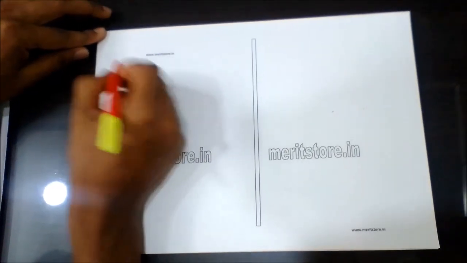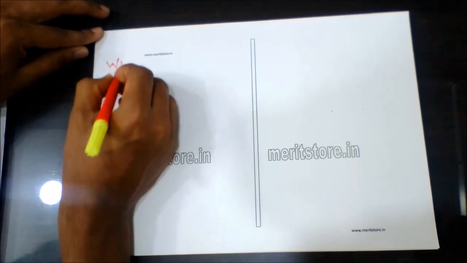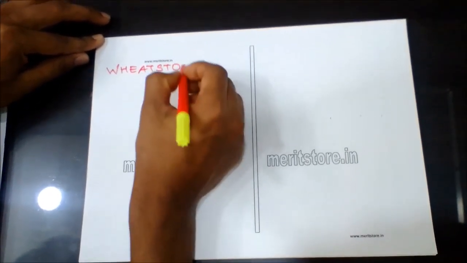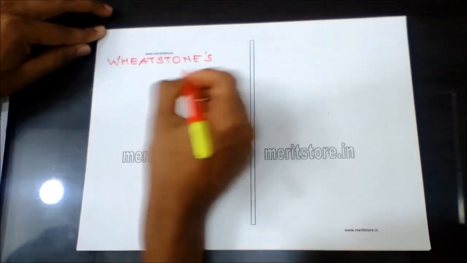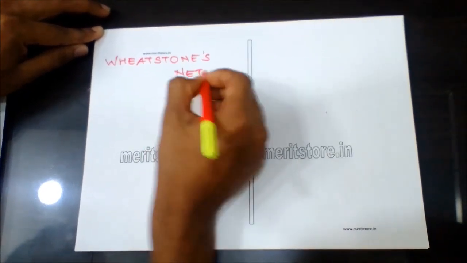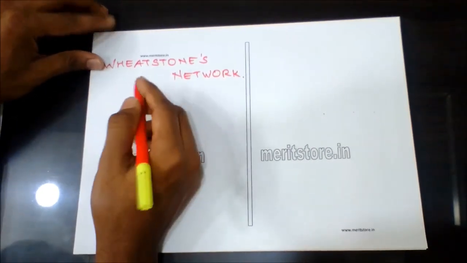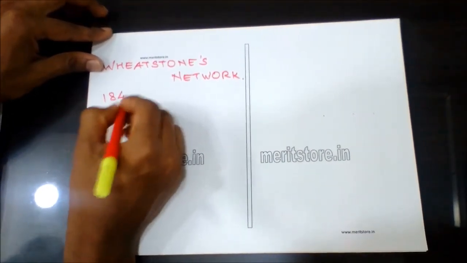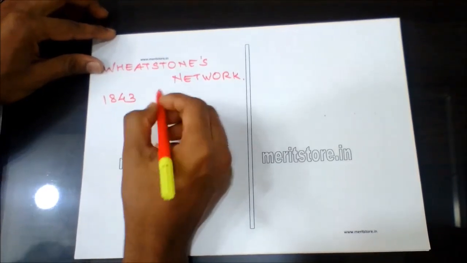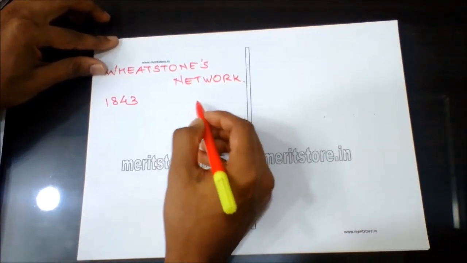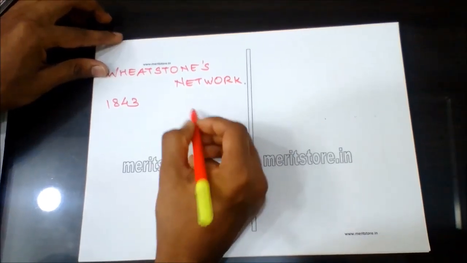Next we will see Wheatstone's network. In 1843, Charles Wheatstone invented a method in order to find out an unknown resistance.